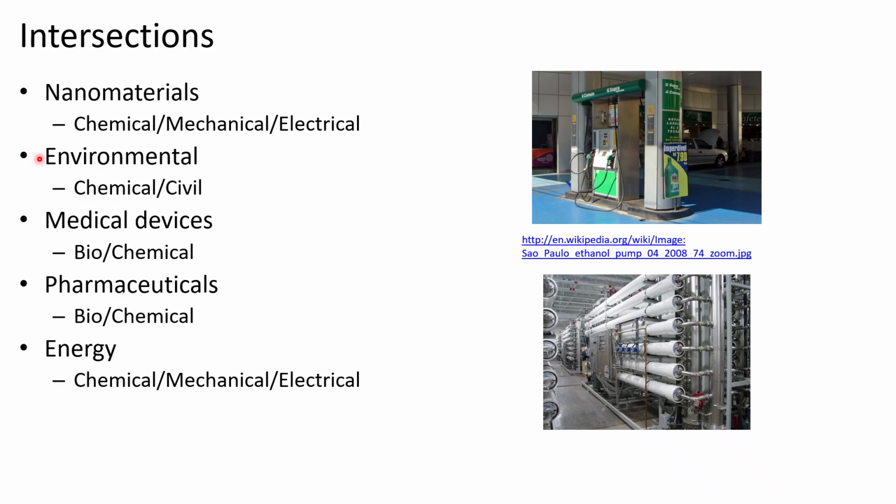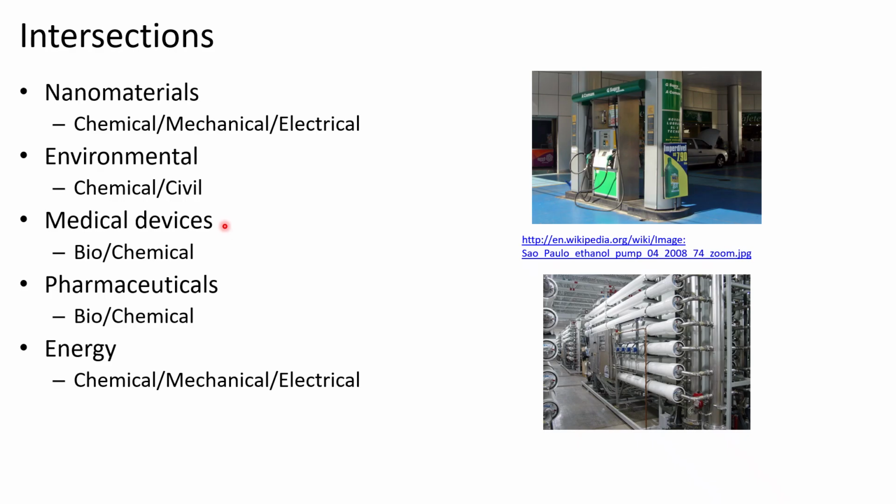The environmental area really represents an intersection between chemical and civil engineering. Civil engineering got involved in environmental issues originally through water treatment, but now this has expanded to looking at issues related to air, as well as water, as well as waste disposal on the land. This is an area where there's a great deal of overlap with chemical engineering. And in fact, the environmental engineering degree program requires several classes from chemical engineering.